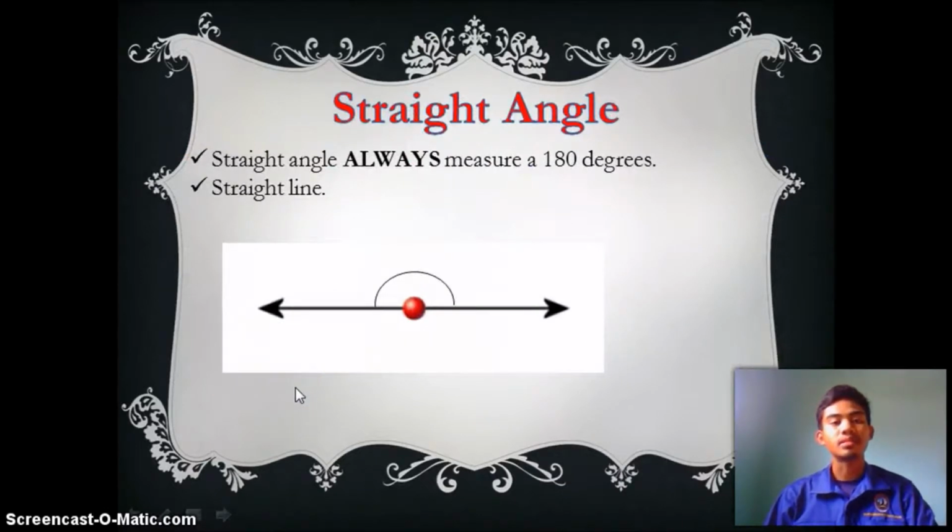Next is a straight angle. A straight angle is always a measure of 180 degrees. 180 degrees is between this ray and this ray. 180 degrees is also called a straight line.